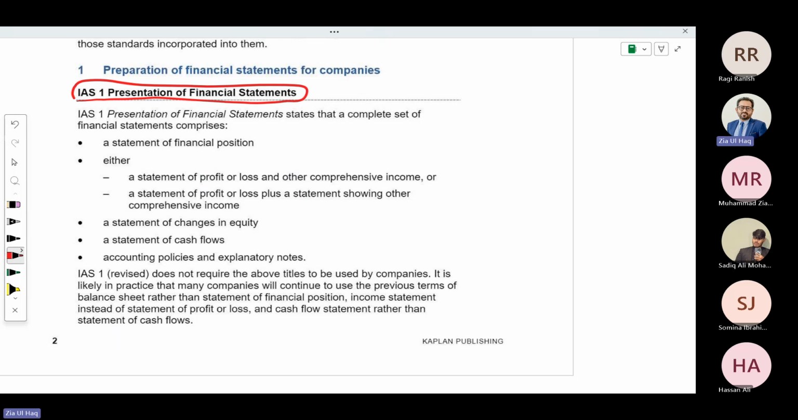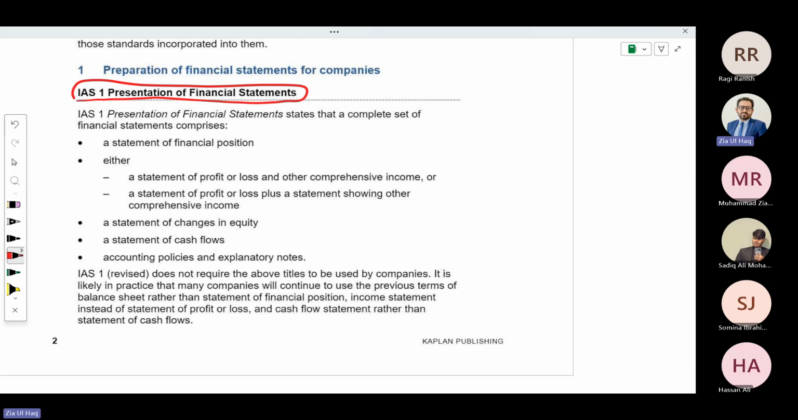First, we need to prepare profit and loss account. How we can prepare profit and loss account? First, we need to calculate gross profit. Then we need to deduct distribution and admin cost. We can arrive at profit from operations. Then we need to deduct finance cost, meaning interest. We will arrive at profit before tax. Then we need to deduct tax. We will arrive at profit after tax. Who has provided this format? This IAS 1.